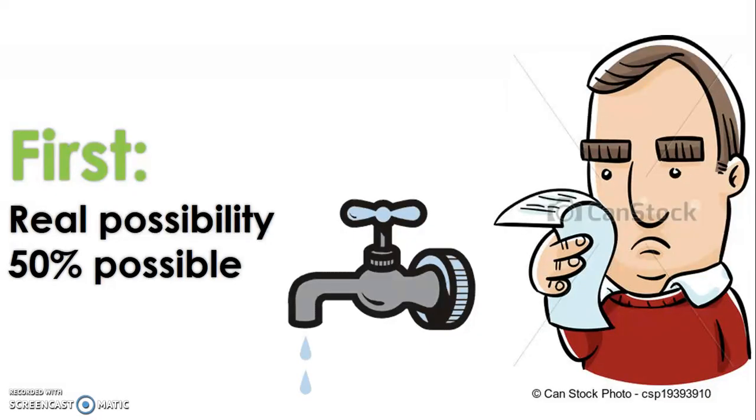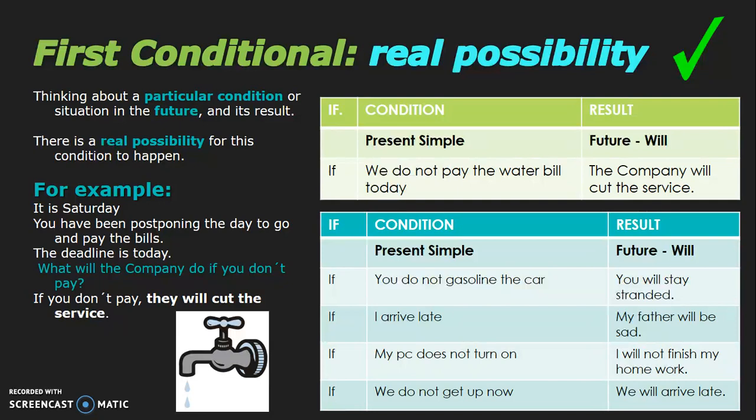We have first conditional. It's a real possibility, and it is 50% possible. So, it's a real possibility, thinking about a particular condition or situation in the future and its result. So, there is a real possibility for this condition to happen. Remember our example for the first part? If we don't pay the water bill today, the company will cut the service.